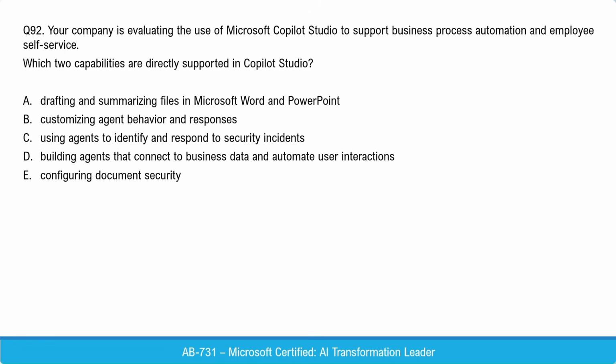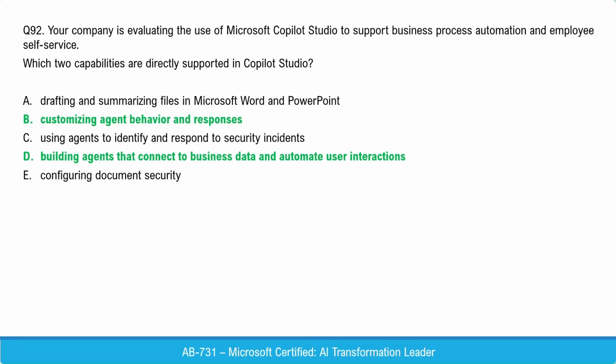Next question. Your company is evaluating the use of Copilot Studio to support business process automation and employee self-service. Which two capabilities are directly supported in Copilot Studio? You have five options on your screen. Please go through them by pausing the video over here. And the correct answer is option B and option D.